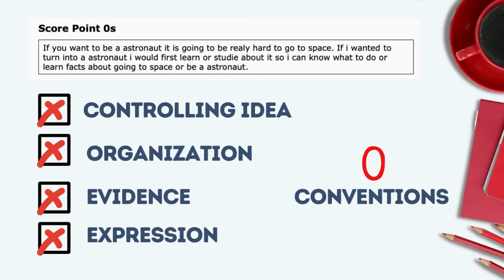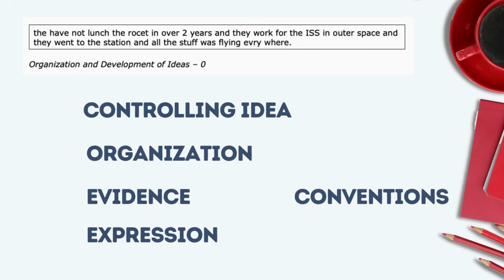There's also a 0 here on conventions because based on the released rubrics, if students receive a 0 on their organization in the top portion of the rubric, they will automatically earn a 0 for conventions. This one is also an example of a 0.